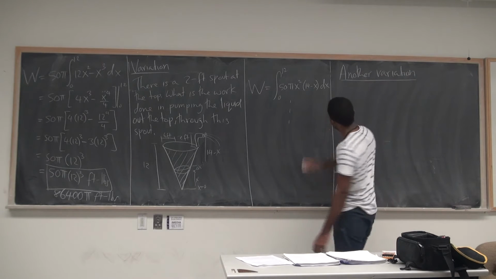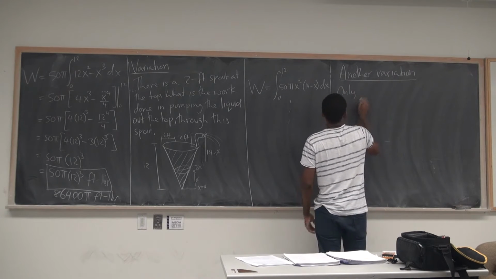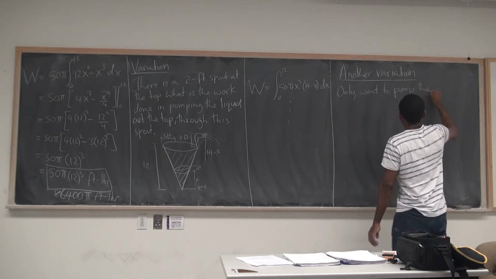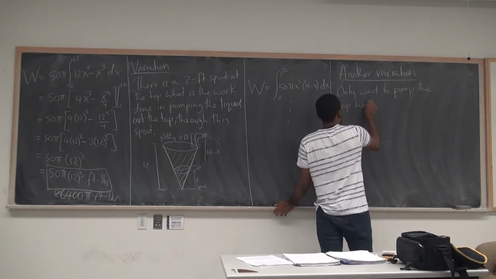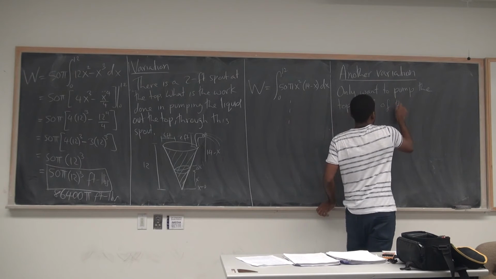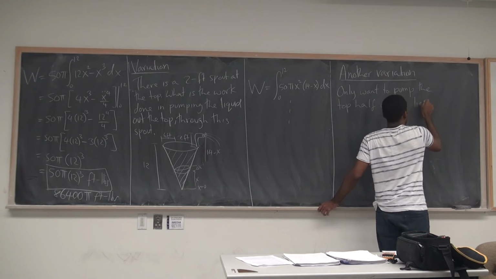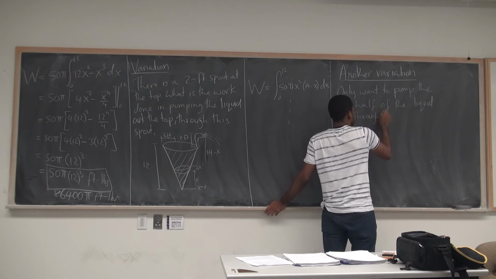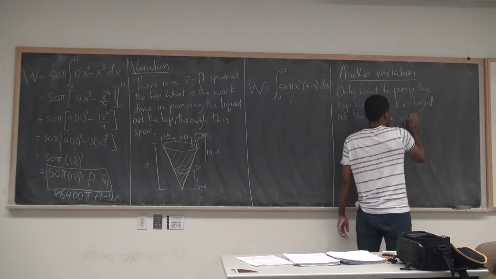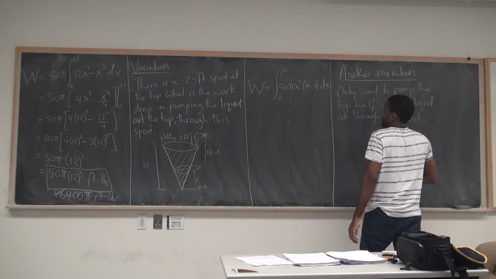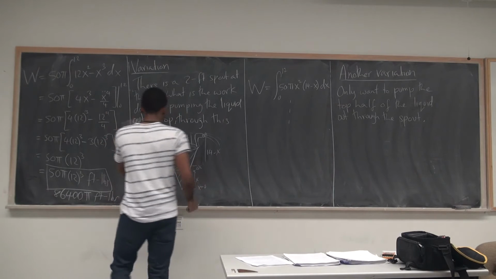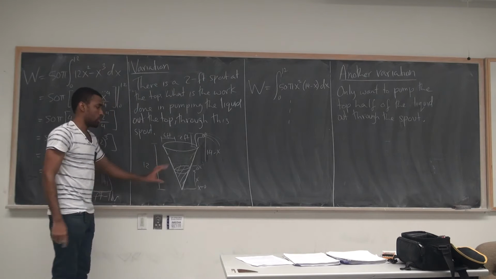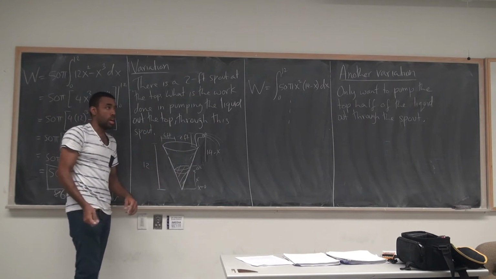But if I ask you, we only want to pump the top half of the liquid out through the spout. What limits? No. The entire cone minus the tiny cone. Yeah. Okay. So I want to put some other liquid in there, so I only want to pump out half of it, like the top half. So I want to leave the bottom half in and just pump out the top half. How does that change the problem?